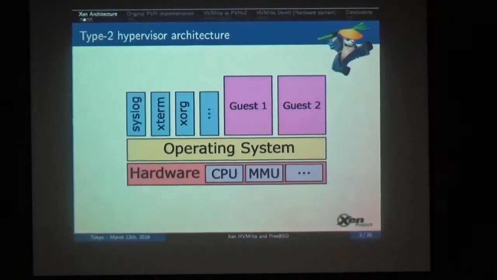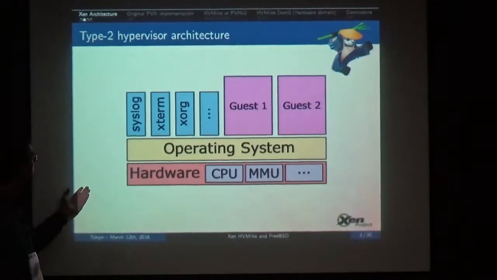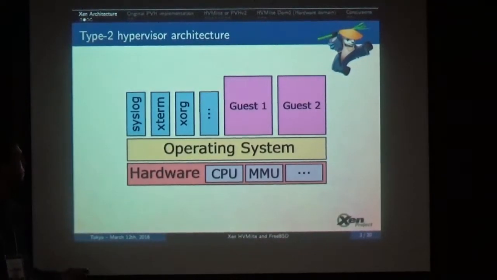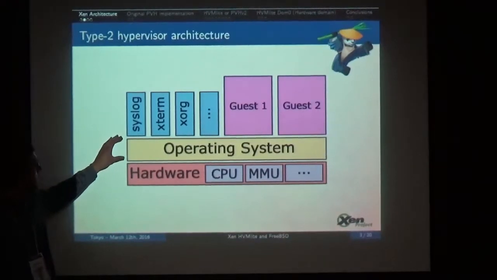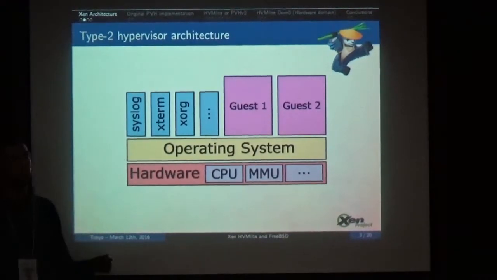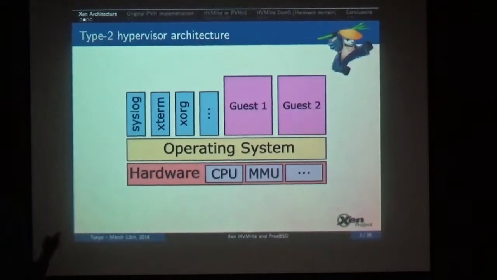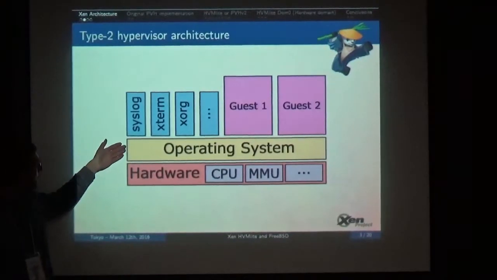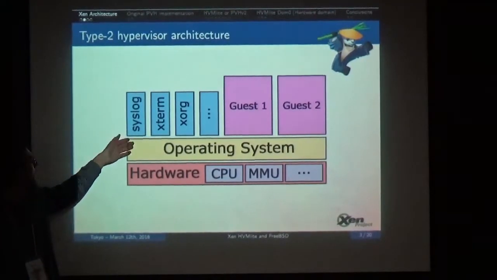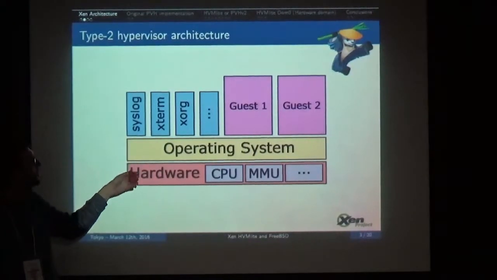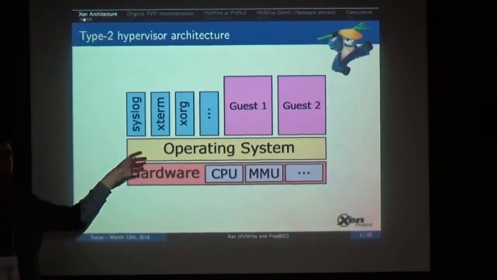Here, on the other hand, I have what would be a type 2 hypervisor. This would be the high-level diagram of any of the type 2 hypervisors like KVM, bhyve, VirtualBox. They all follow the same model. You have the hardware, and then you have the operating system on top of the hardware, and this operating system contains all the instructions and all the knowledge about how to manage the virtualization extensions found in processors. And then on top of the operating system, you have your tasks, and here I put the same tasks, syslog, xterm, Xorg, whatever you want to run, and then you have the guests that run on top of the OS.